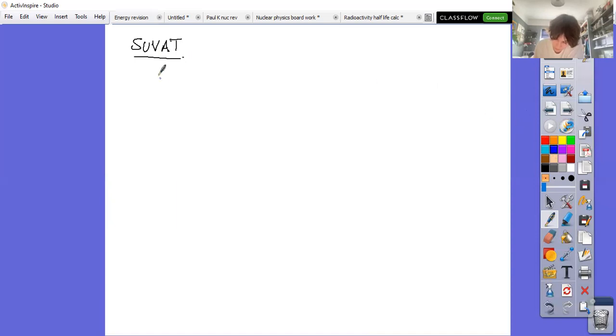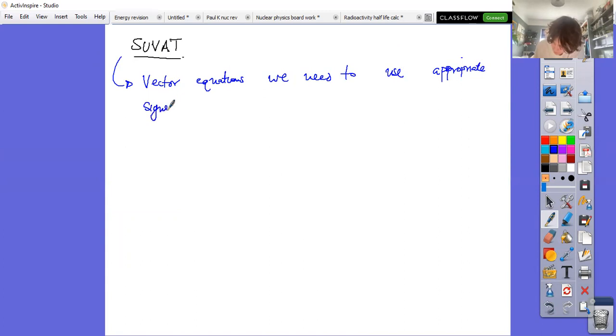And the key thing is, because these are vector equations, we need to use appropriate signs to indicate the direction of the vectors. That's the key thing first and foremost. So, of the SUVAT equations that we know, what is it that we know firstly?